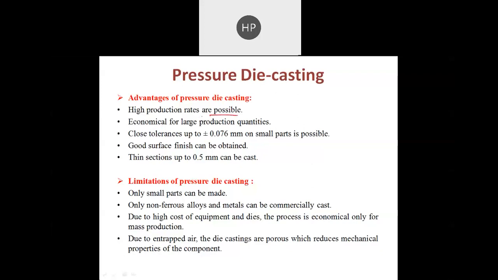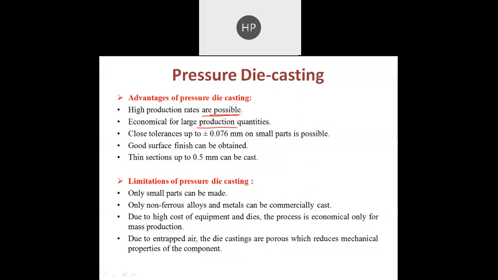Okay, they have a very high production rate because once the die is made, there is no need to break it or alter it, and a large number of products can be produced by pressure die casting. And the die is generally made of metal, so it has a long life as compared to sand casting, and that's why the production rate is very high as compared to other methods.